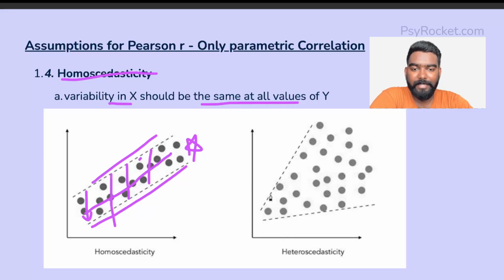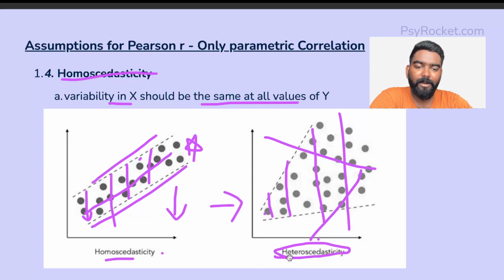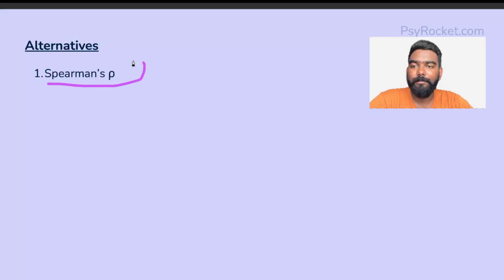But look at this: here the variation is this much, but for this x value the variation in y is this much, and for this particular x value it is this much, and the variation keeps on increasing. Even if the lines are like this, it does not meet our assumption of homoscedasticity. If the diagram looks like this, it meets the assumption of homoscedasticity, and if it looks something like this, it has heteroscedasticity. If our data set does not meet these assumptions, then what can we do? We can perform a non-parametric correlation, which is called Spearman's rho.